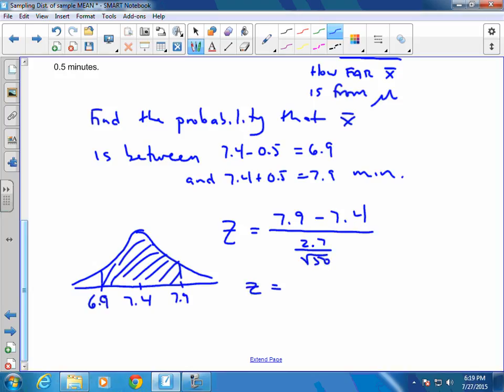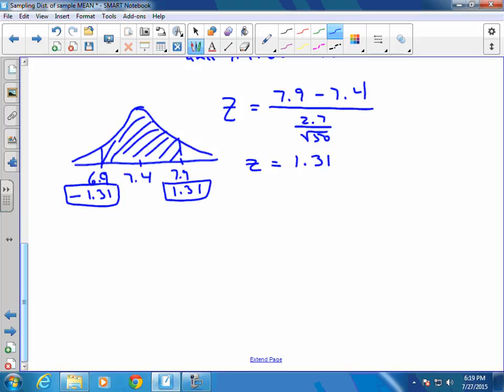Alright, so again, we can punch this up on the calculator in one step if we throw parentheses around everything. And I'm getting 1.31. That means this z-score is 1.31. This one's negative 1.31, if we look at the z-scores here. Alright, well, we don't end with the z-scores. We want to find the area in between. That gives us the probability.